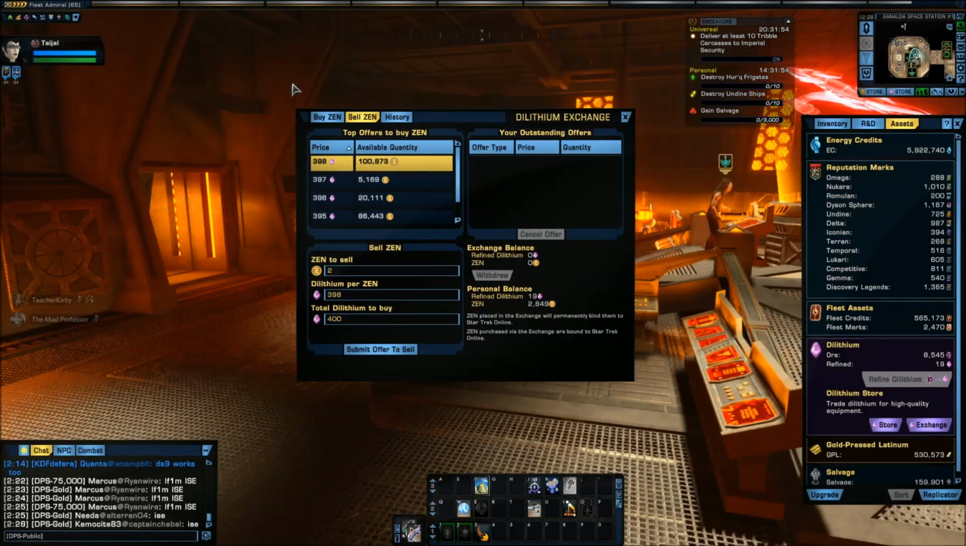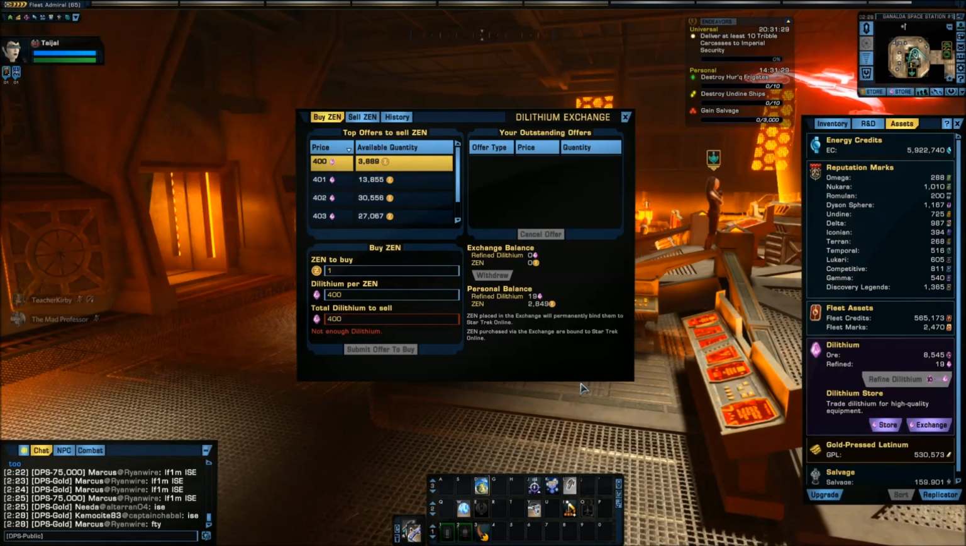However, it is possible to sell your Zen for a higher price than is listed here. Thing is, you're going to have to wait. It's not going to be an instant sale. It is also possible to take your dilithium and offer to buy Zen for a lower price than what is listed here. Okay, so if you want to be one of those people that makes Zen off of the exchange, you're basically going to be selling high and buying low. Okay, now what do I mean by that?